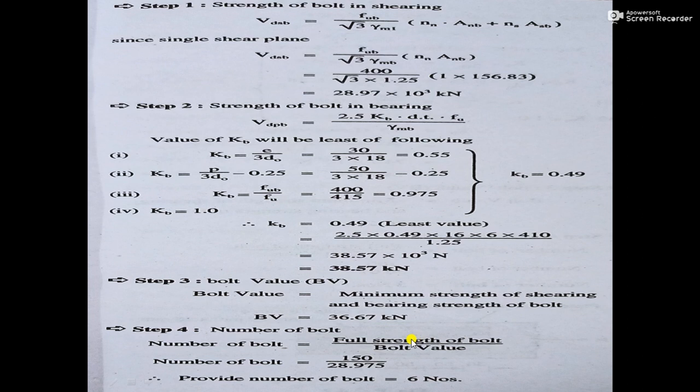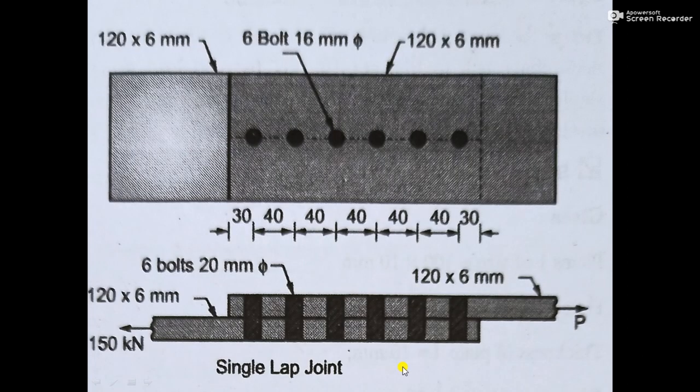Number of bolts equals the given load divided by the bolt value, and the bolt value is the least value, 28.97. Put 28.97 here and the value is 6 bolts. From that, we have to sketch the diagram. Here is the first plate, and on that a second plate is provided at the upper side. This is the top plate and this one is the bottom plate, since a dotted line is given here.